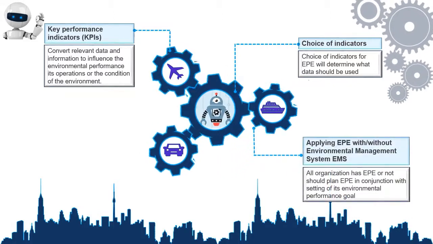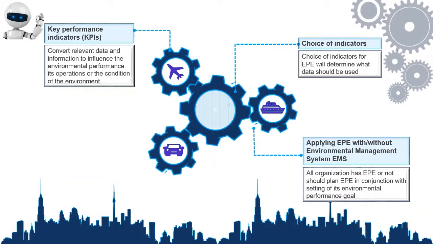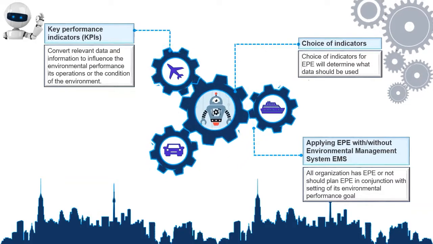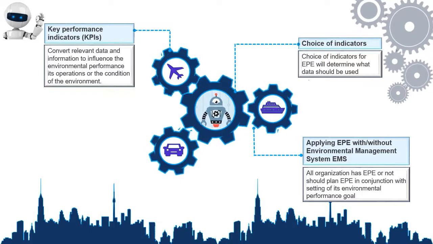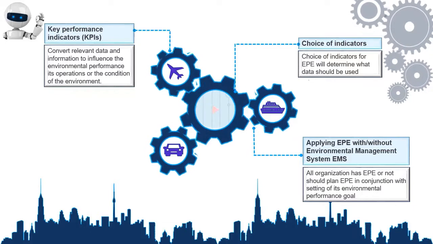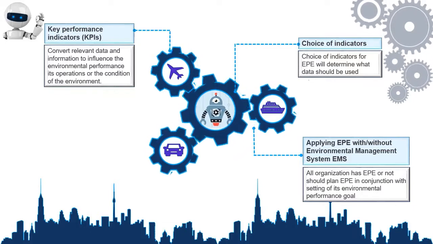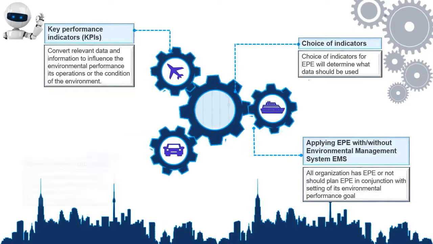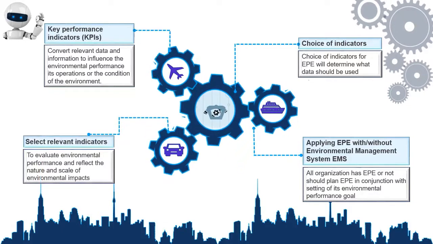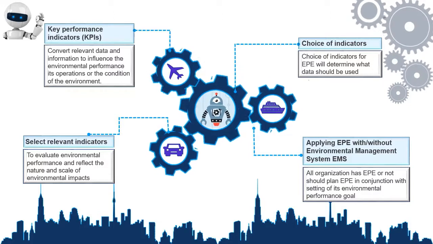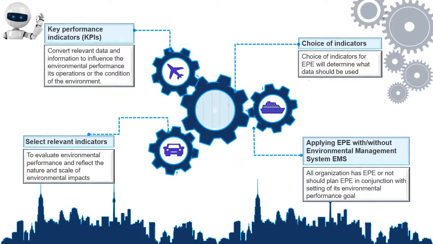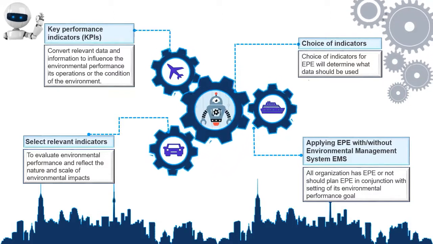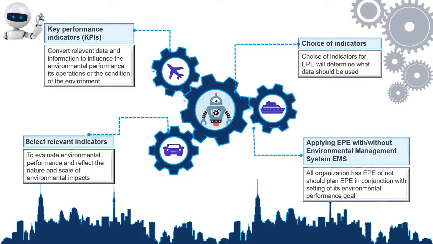Applying EPE with or without an Environmental Management System (EMS). All organizations, whether they have EPE or not, should plan EPE in conjunction with the setting of their environmental performance goals. Select relevant indicators to evaluate environmental performance and reflect the nature and scale of environmental impacts.